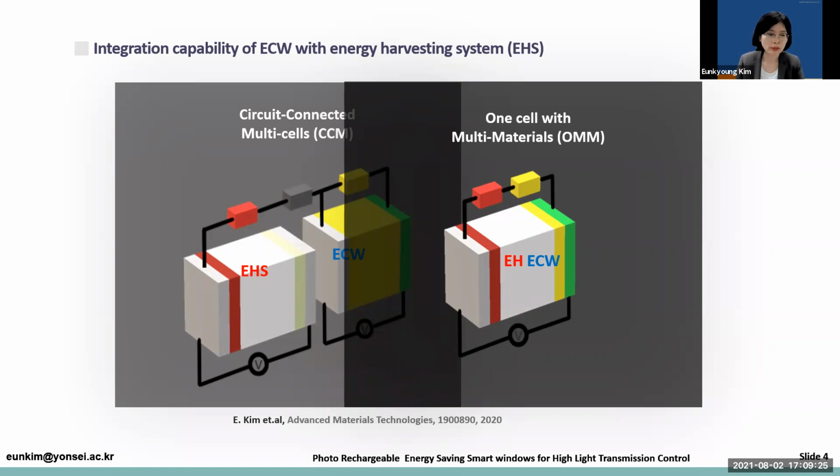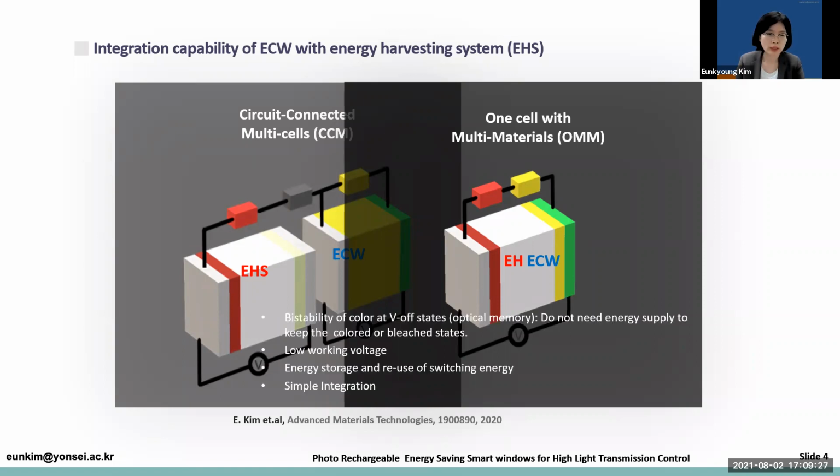So to integrate an EC window with an energy harvester, bistability of color at voltage off state is necessary, by which we do not need an energy supply to keep the colored or bleached state. Of course, low working voltage would be necessary, and it would be beneficial to have energy storage and reuse of switching electrochemical energy. And also simple integration would be necessary to mount this system on a window.